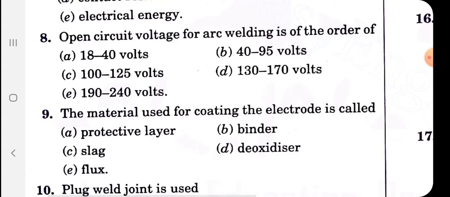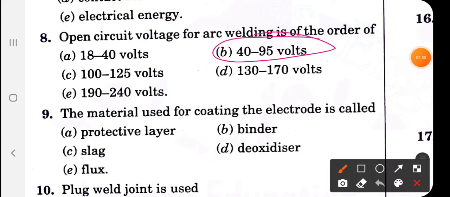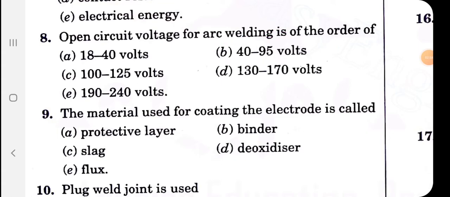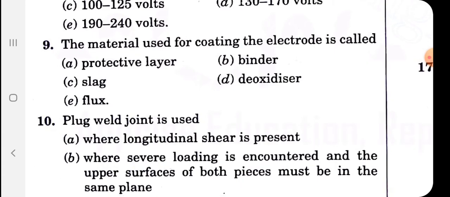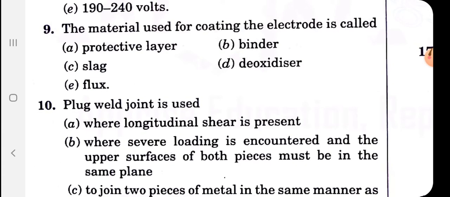Open circuit voltage for arc welding will be in the order of 40 to 95 volts. Just remember the answers to this type of questions, because they will copy the questions from this, mostly Archegian and RS Gourmet, and if they go a little bit deeper, then IES direct questions and GATE 1 mark questions they can ask. So first finish the RS Gourmet and Archegian questions.